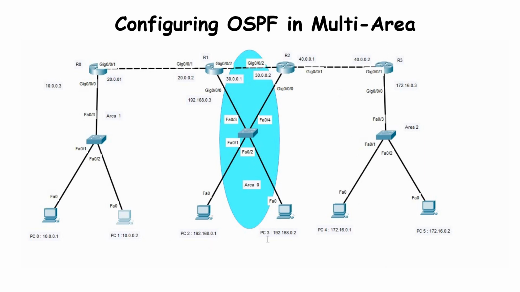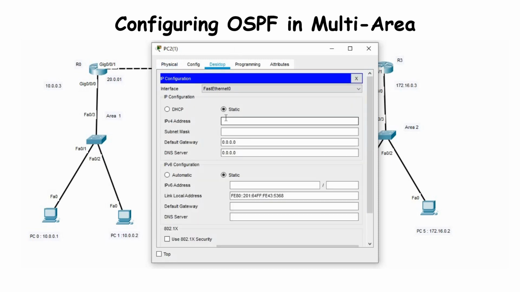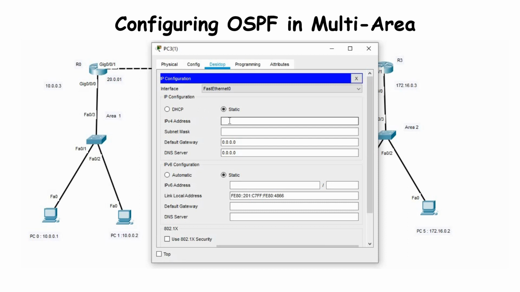Now for PC2 and PC3, the default gateway is gigabit 0/0/0 of router R1. So for PC2, 192.168.0.1 with default subnet mask and gateway is .3. Similarly for PC3, 192.168.0.2 with default subnet mask and gateway is .3.